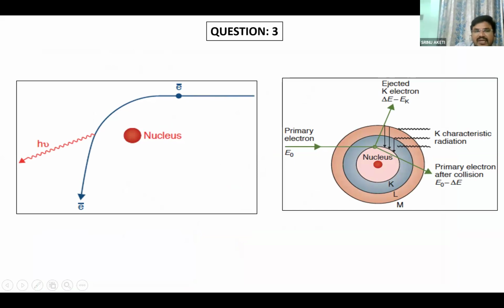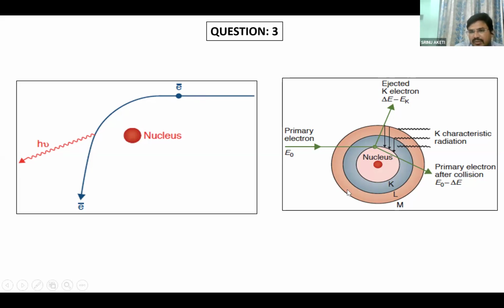We call it braking radiation, or Bremsstrahlung radiation, or white radiation. There are three names. So the loss of kinetic energy because of the nucleus's attractive force on the electron is called Bremsstrahlung X-rays. This is one way of losing energy, electrons losing their energy in the form of X-rays. This is the more predominant one. If you see an X-ray beam, more of the Bremsstrahlung component will be there.